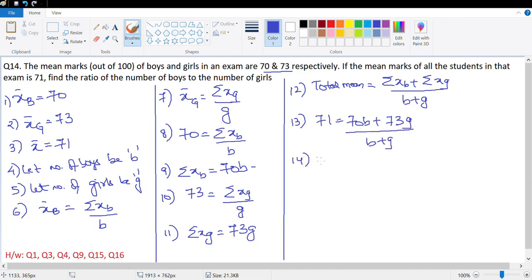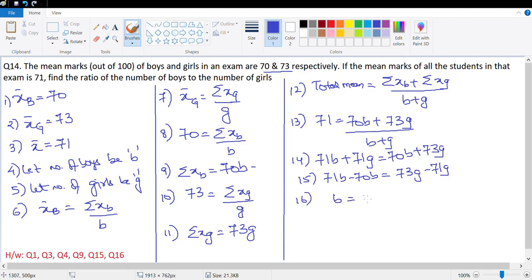On cross multiplying, I get 71b plus 71g is equal to 70b plus 73g. Let's take b on one side, g on one side. So 71b minus 70b is equal to 73g minus 71g. In this case, b is equal to 2g. Right? That's fine. B is equal to 2g. They want it in the ratio form. Therefore, b upon g is equal to 2 upon 1. This is in the fraction form. Let's write it in the ratio form. B is to g is equal to 2 is to 1.